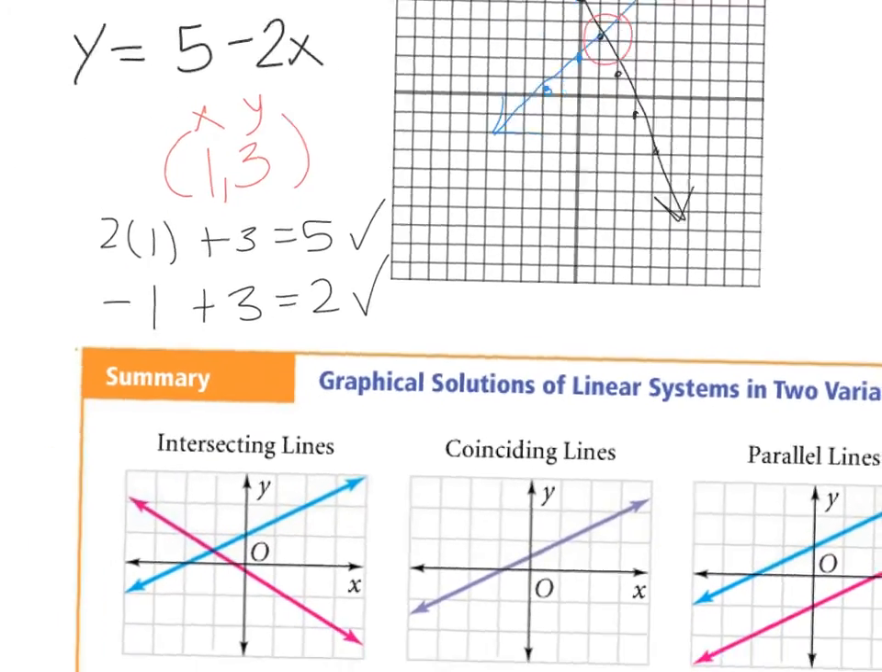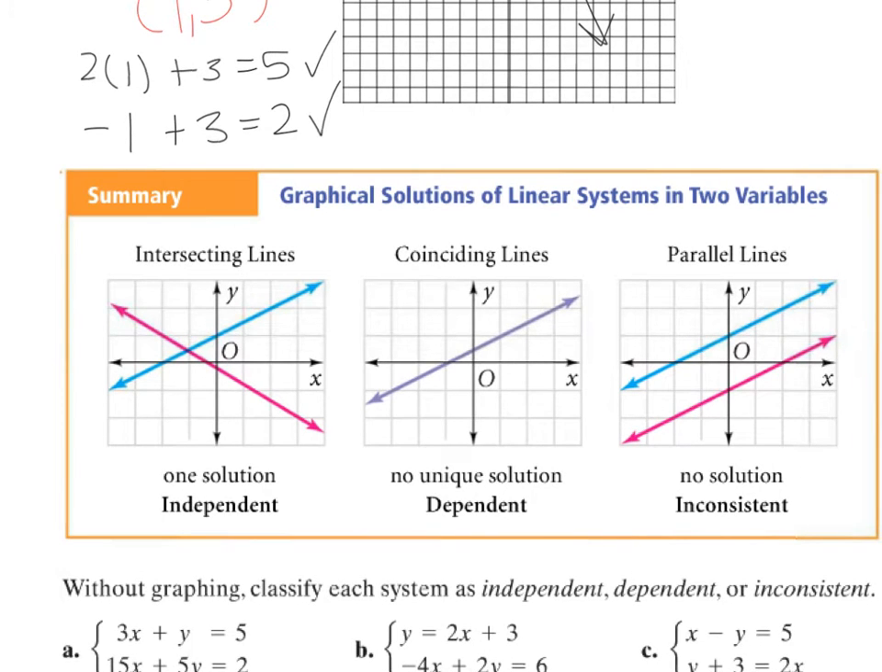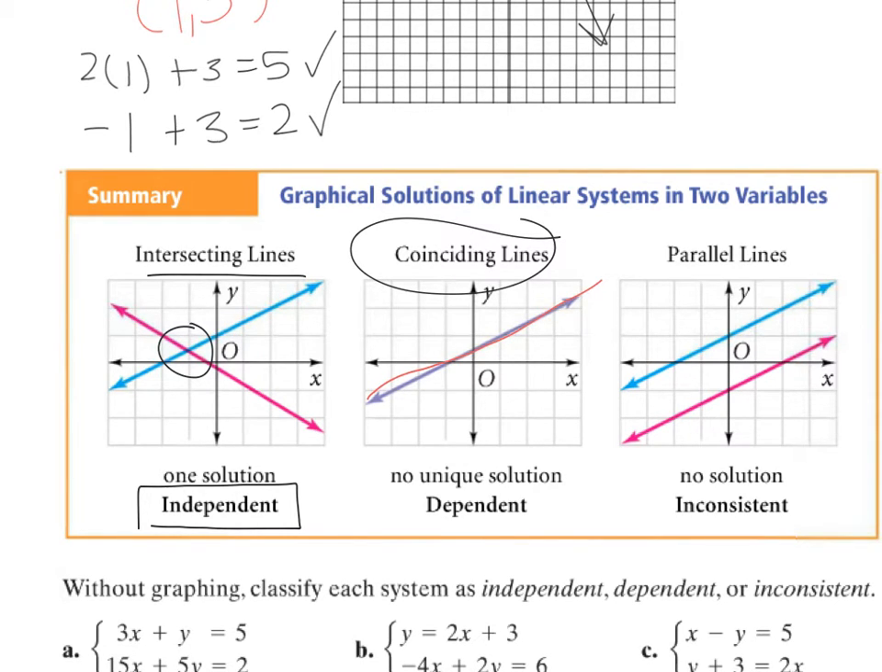Here's a table that goes through the vocab. There are 3 different scenarios that you can have when you're graphing a system. You can have that they intersect once. That is called one solution, and this is called an independent system. These are intersecting lines. Coinciding means it's the exact same line. You're graphing the red line and the blue line, and they're the same line. So there's no unique solution, it's dependent. This would also be called infinite solutions.